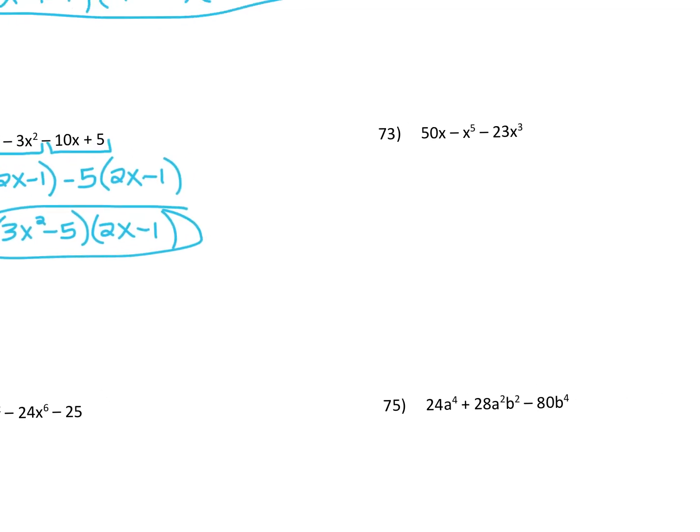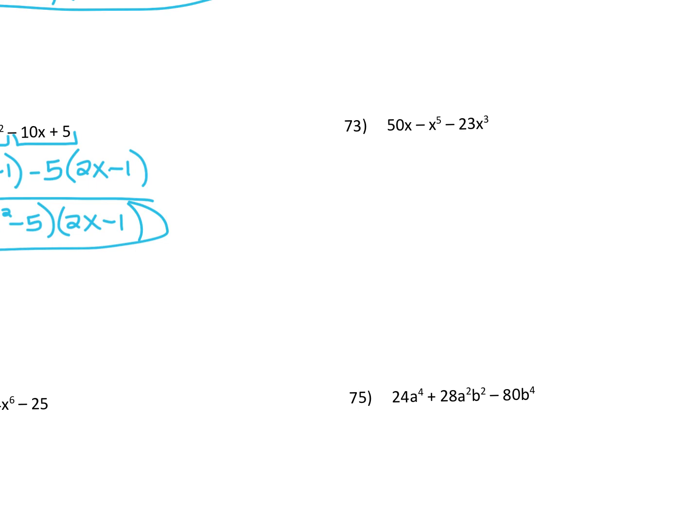All right, now 73. We have a trinomial. Now, if you notice, these exponents are not going in descending order, right? This is x to the first, x to the fifth, x cubed. Whenever you have a trinomial, you really do want to rewrite your terms so that the exponents are in ascending order. So I'm going to write the negative x to the fifth first, the term with the biggest exponent. Then we have the negative 23x cubed. Remember to keep the signs with the terms. And then finally, we have this positive 50x.